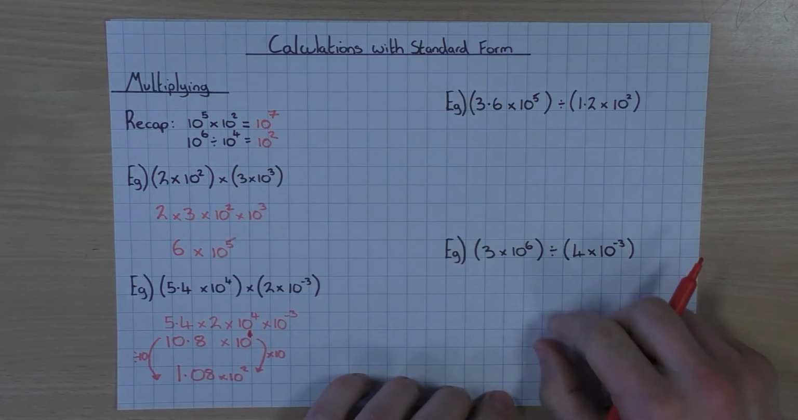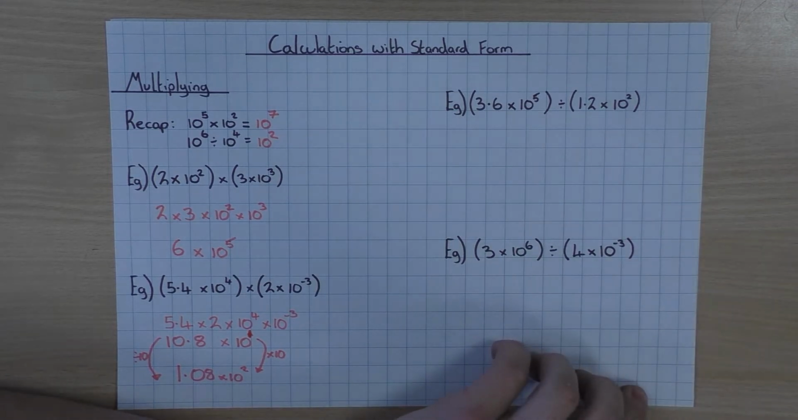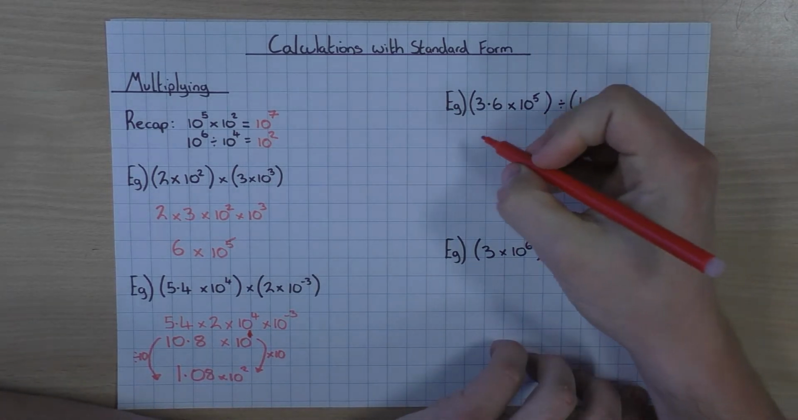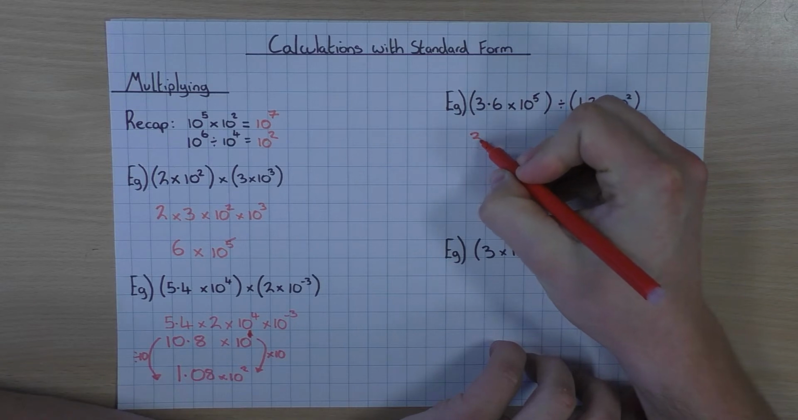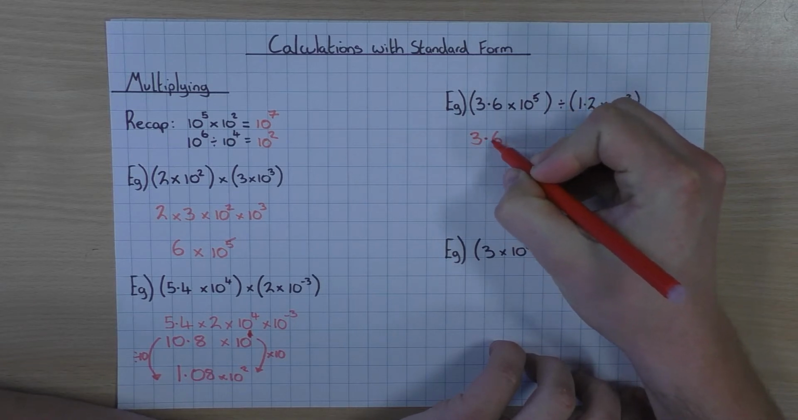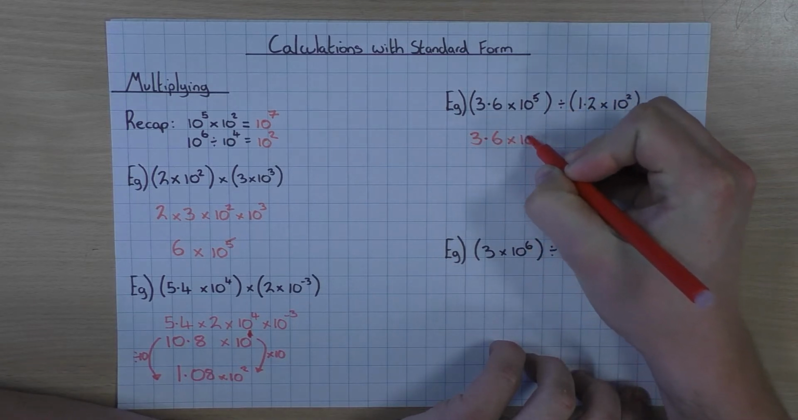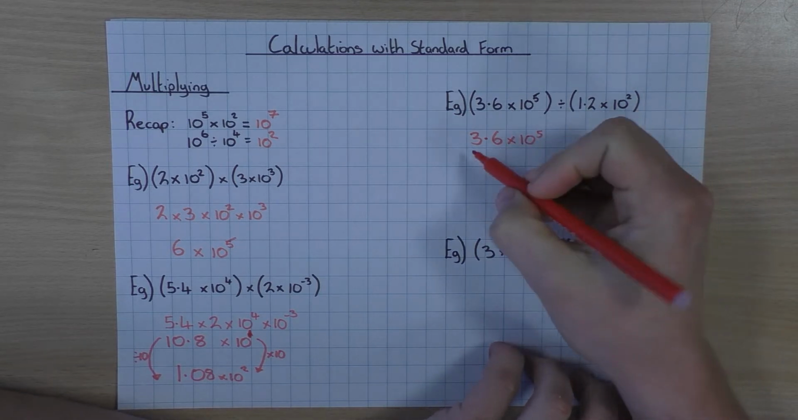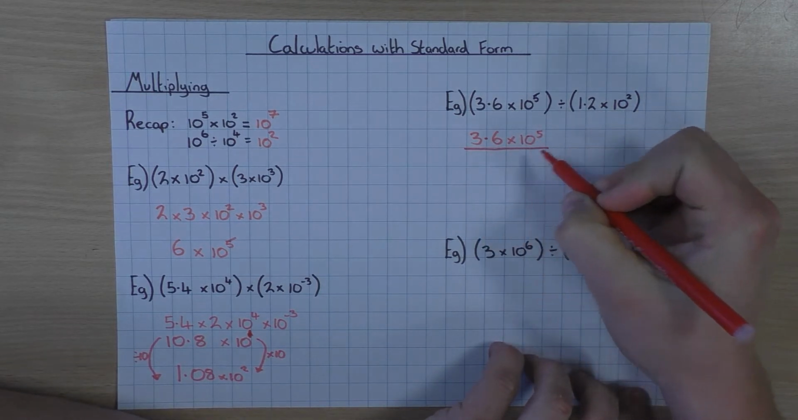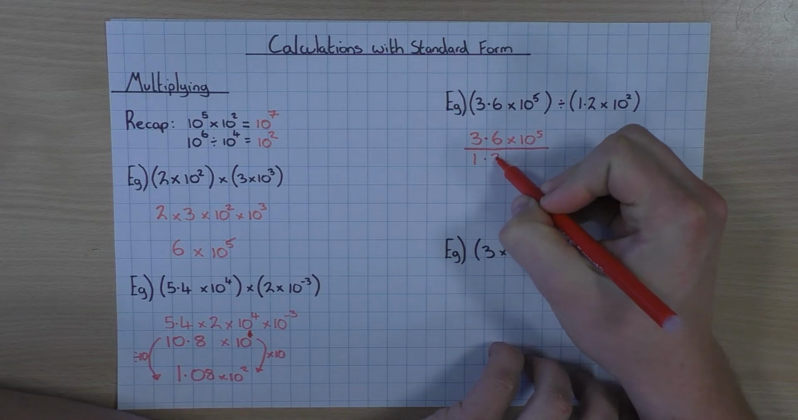So that's a little trick for multiplying. Let's have a look at dividing. Now it's very similar, but it involves a little bit of rewriting it slightly. So I'm going to write it as 3.6 times 10 to the power of 5. Now this time I'm dividing, so I'm going to write it as a fraction like so. Just makes it a little bit easier to see and therefore solve.